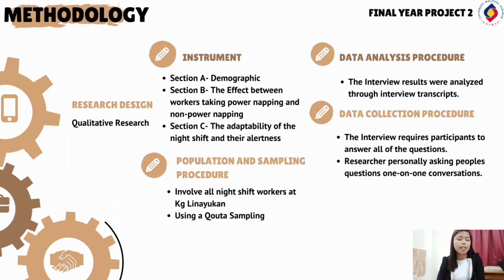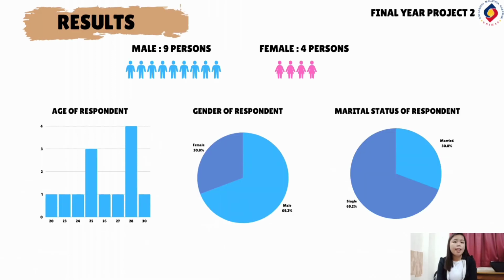So the researcher personally took people's questions in one-on-one conversations. As for the result, we can see from the slide there are 13 total respondents, which include 9 male and 4 female. And for the first bar graph, the age of the respondents starts from 20 years old until 30 years old. And for the gender of respondents, male is higher than female.